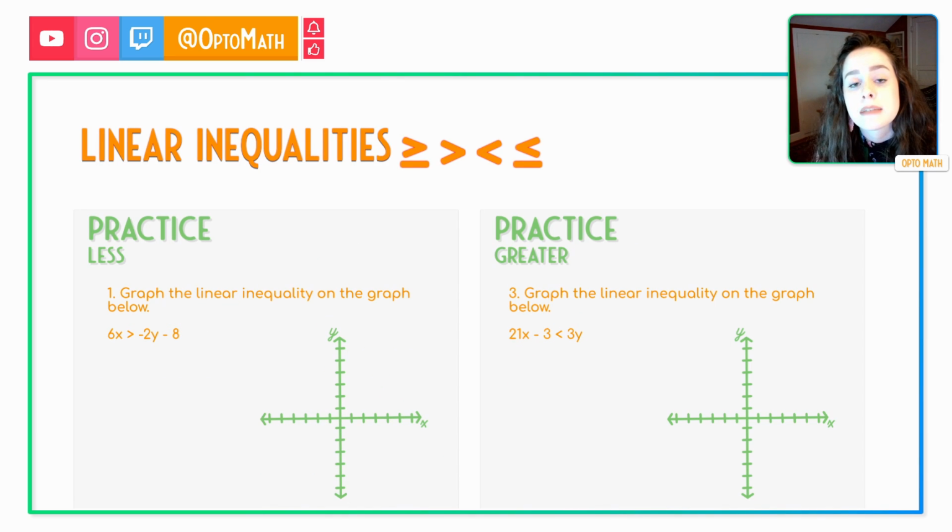Let's take a look at some linear inequalities practice. So first we have less than. We're going to graph the linear inequality on the graph below. So notice our y is on the right. It's probably easiest to think about if we solve this inequality for y. So let's do that. Let's add 8 to both sides. So now 6x plus 8 is greater than negative 2y.